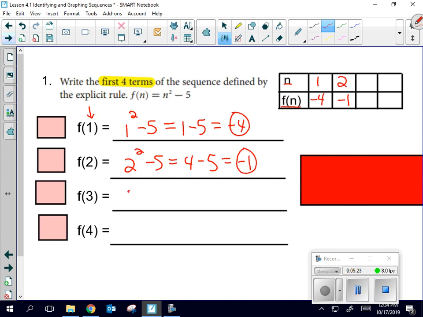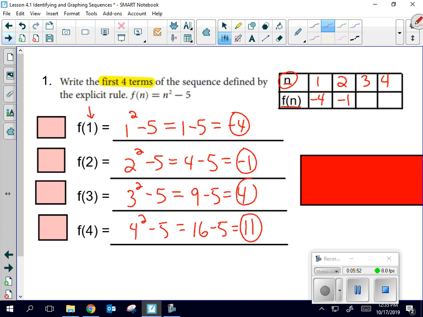So let's see. 3 squared minus 5 would be the third term. And 9 minus 5 is 4. And of course, 4 squared minus 5, 16 minus 5, which is 11. So if you wanted to finish that table, it would be the third term, the fourth term. Obviously, they go in order for n. N goes 1, 2, 3, 4, 5, and so on. And the terms are just these answers here. So we need a 4 and an 11.